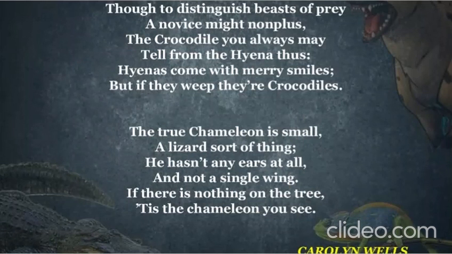Though to distinguish beasts of prey a novice might nonplus, the crocodile you always may tell from the hyenas. Hyenas come with merry smiles, but if they weep, they are crocodiles. Now in the fifth stanza, we actually have two characters. First is the hyena, next is the crocodile. So, the poetess is telling us how to differentiate between the different kinds of animals.